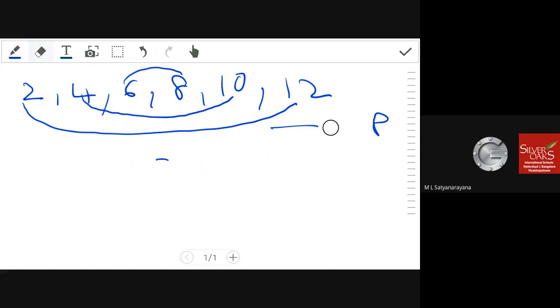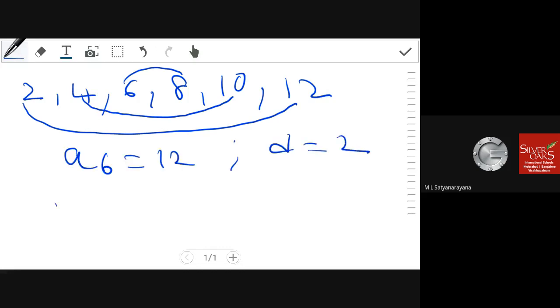Now, like I told you, suppose this is an AP, we are already aware of that. Imagine you want to find, this is the first, second, third, fourth, fifth, sixth term. The sixth term, we know it is 12, and we also know that the difference is 2. Imagine you have to find the 100th term. Now you can't keep writing up to the 100th term, so we have a generalized formula. We know the nth term formula.